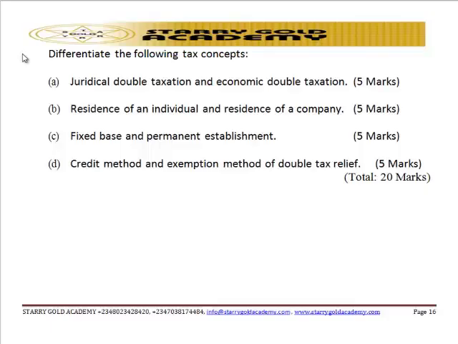This is question number 4. Question number 4: Differentiate the following tax concepts. So we are supposed to differentiate between all this: judicial double taxation and economic double taxation, residence of an individual and resident of a company, fixed base and permanent establishment, credit method and exemption method of double tax relief.